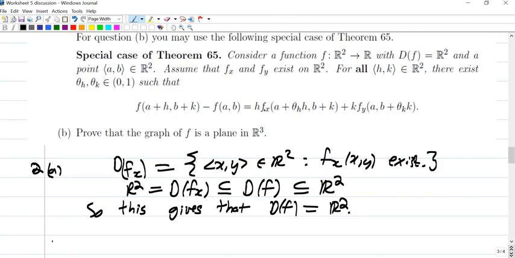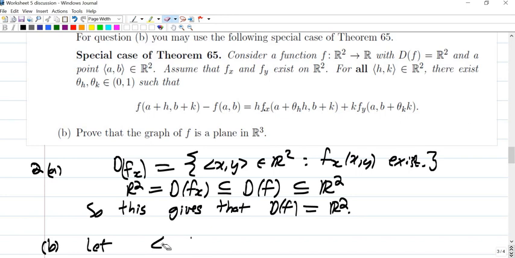Now, moving on to B, it's a little more tricky because we've got to use the mean value theorem for a function of two variables. And with this given information, we've got to prove that if all of this is true, f is actually a plane. Now, where to start? Well, let's start with an arbitrary point (a, b).